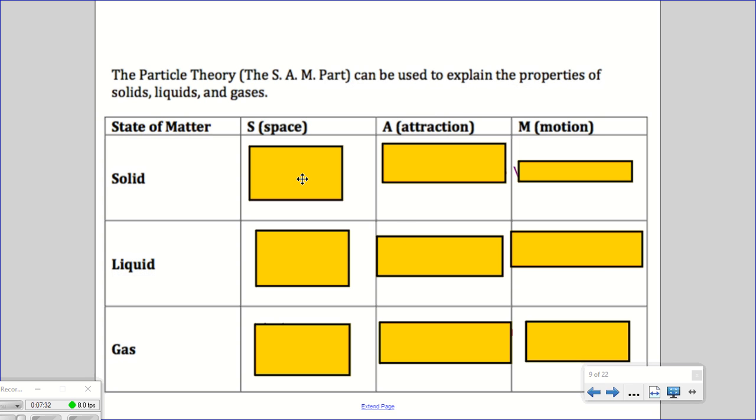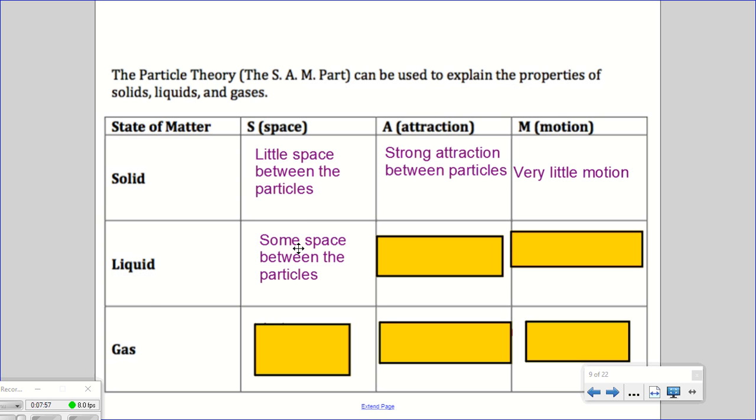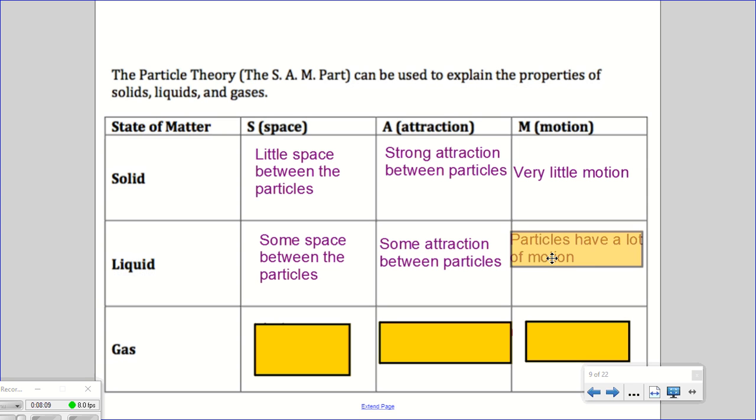So as we talked about, the spaces, in a solid, there's very little space between the particles. And because there's very little space between the particles in a solid, there is strong attraction between the particles. And because there is a very strong attraction, there is very little motion in the particles of a solid. In a liquid, there is some space between those particles, and as a result, there is some attraction between the particles. The attraction is less than that of a solid, but as a result, the particles have a lot of motion.